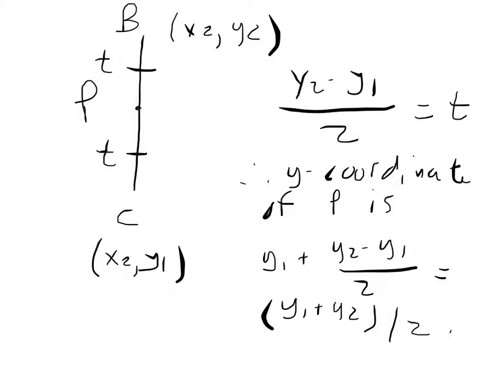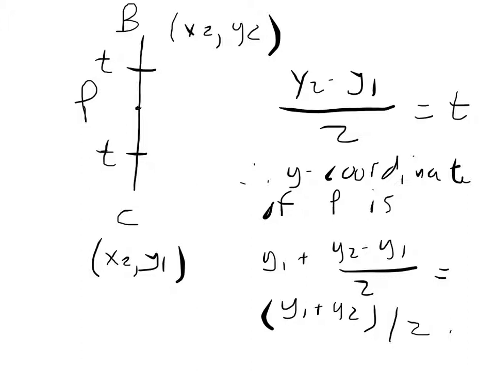So if MQ and PC each have a length of T, that would mean that M and P will have the same Y coordinates. So let's see if we can figure out what the Y coordinate of P is. The length of BC is going to be y2 minus y1. If I take that and divide it by 2, that will give me T. So (y2 minus y1) over 2 is T. So then the Y coordinate of P will be, I want to add T to the Y coordinate of C, which is y1. So y1 plus (y2 minus y1) over 2 turns out to be (y1 plus y2) over 2. And since M and P have the same Y coordinates, therefore my Y coordinate of M will be (y1 plus y2) over 2.